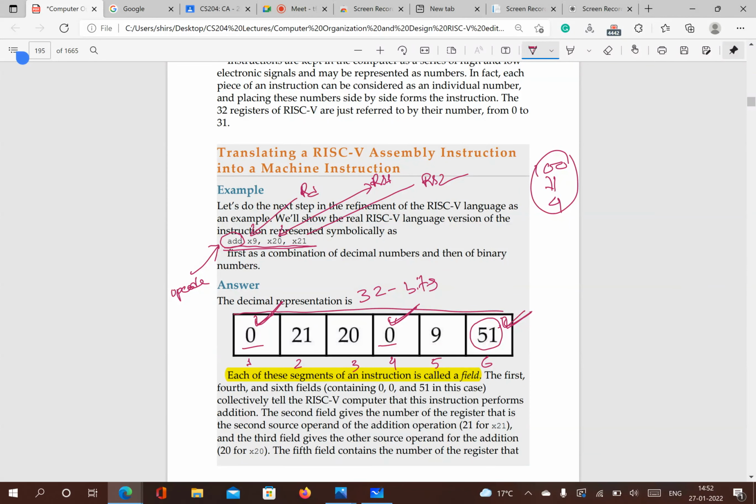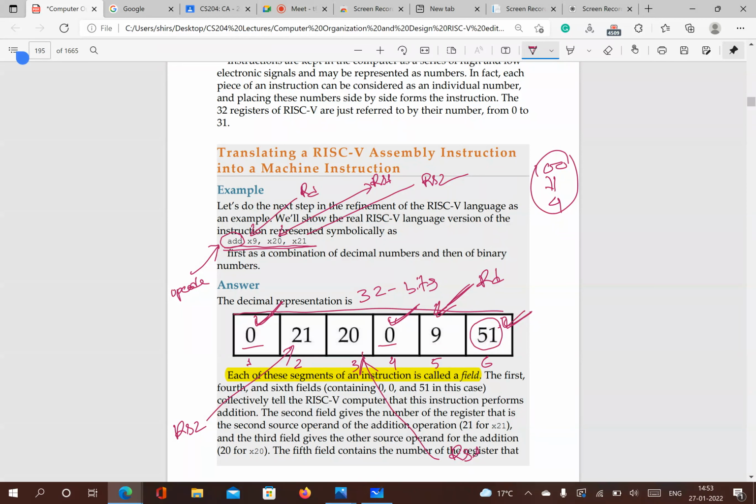After this, what are the remaining three parts? There are RD, RS1, and RS2. RD is stored here. What is RD? RD is X9, so register number 9 is stored here for RD. RS1 is X20, so this is for RS1, and this 21 is for RS2.